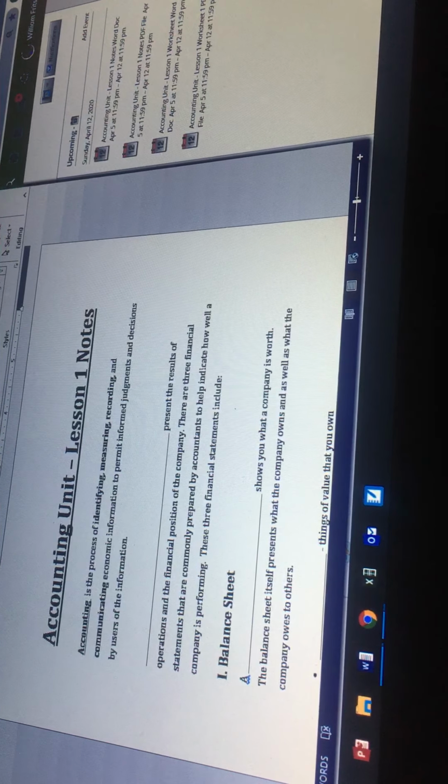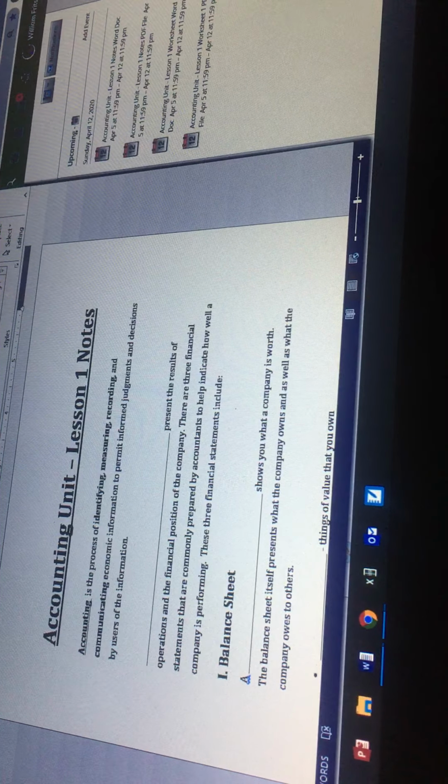Accounting is the process of identifying, measuring, recording, and communicating economic information to permit informed judgments and decisions by users of that information. So, for example, if you were going to invest in a stock, you might want to look at their financial statements, which are presented through their accounting department. Accounting is basically the language of business.